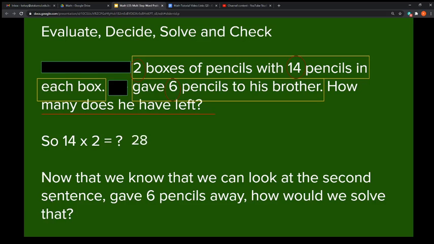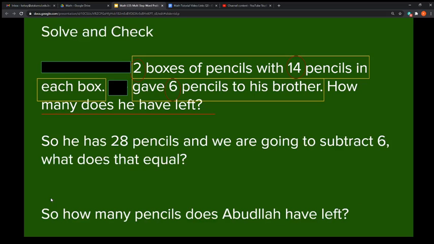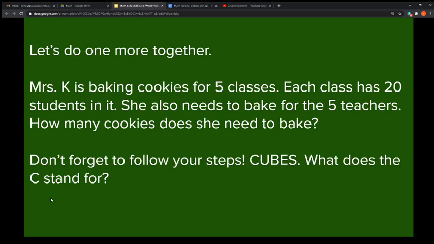Now that we know that, we can look at the second sentence. He gave 6 pencils away. How would we solve that? Subtraction. So he has 28 pencils and we are going to subtract 6. What does that equal? 22. So how many pencils does Abdullah have left? 22. Let's do one more together.